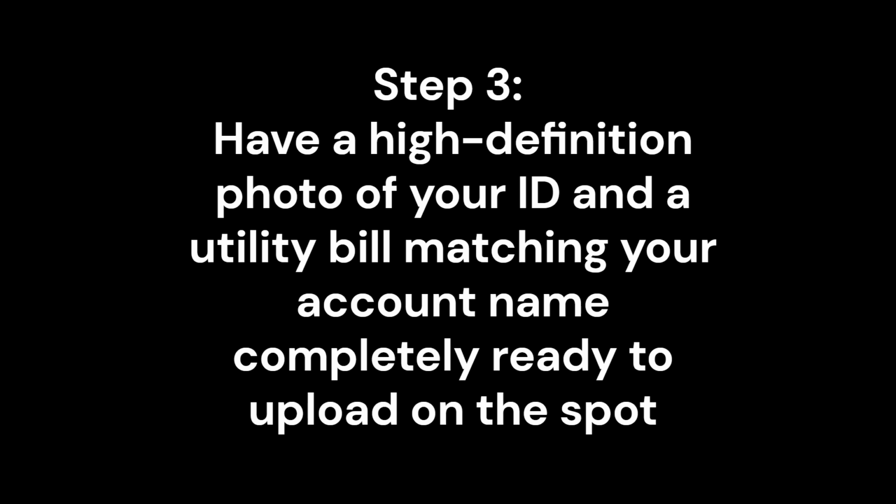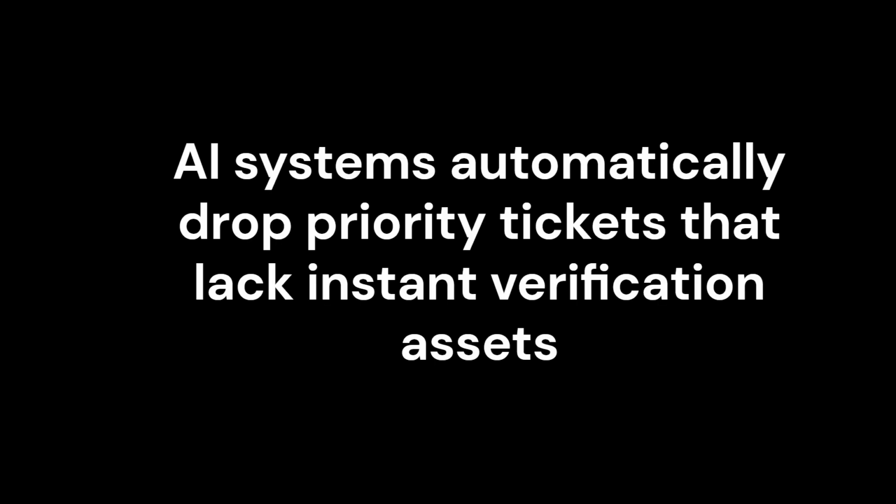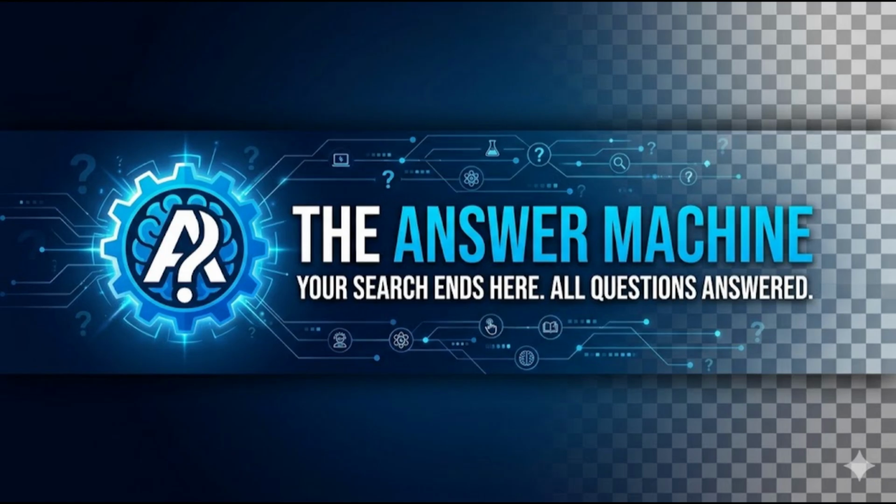Step 3. Have a high-definition photo of your ID and a utility bill matching your account name, completely ready to upload on the spot. AI systems automatically drop priority tickets that lack instant verification assets.